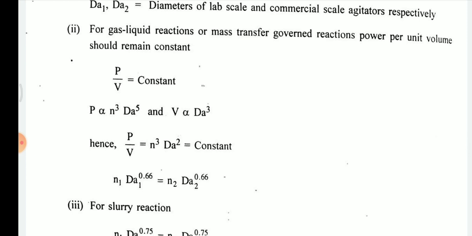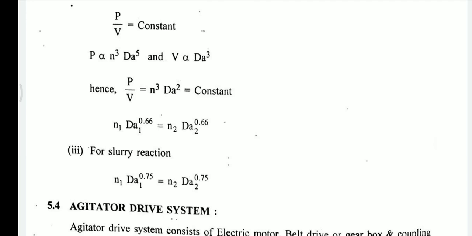If we put the values of P and V, then n cubed remains as it is, and dA raised to 5 over dA raised to 3 leaves only dA squared, which is constant. So n1 dA1 raised to 0.66 is equal to n2 dA2 raised to 0.66.